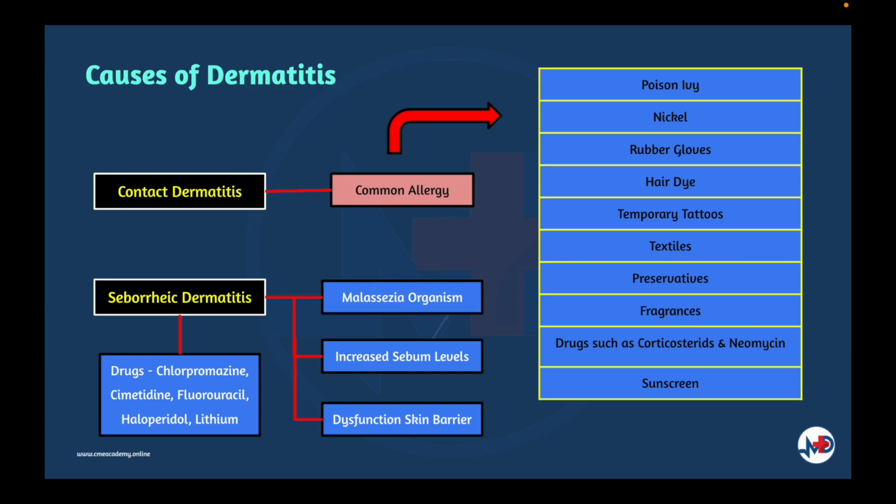Exact etiology of seborrheic dermatitis is unclear. Malassezia organisms are probably not the cause but are a cofactor linked to a T-cell depression, increased sebum levels, and an activation of the alternative complement pathway. It can also be a result of skin barrier dysfunction. Many drugs have been found to be associated with seborrheic dermatitis such as chlorpromazine, cimetidine, fluorouracil, haloperidol, and lithium.